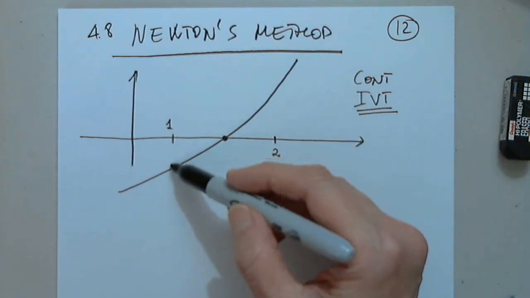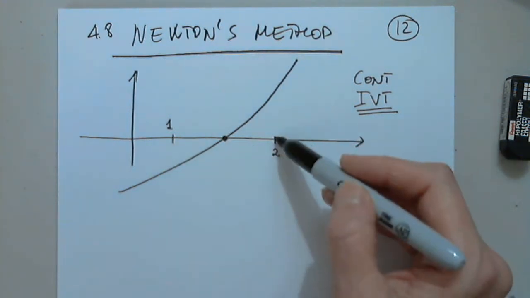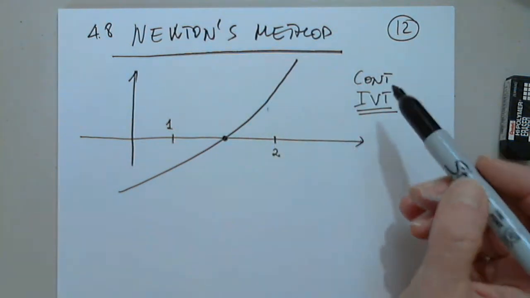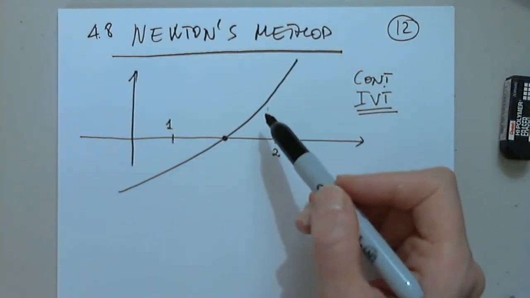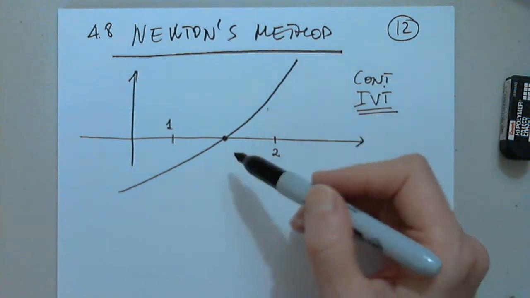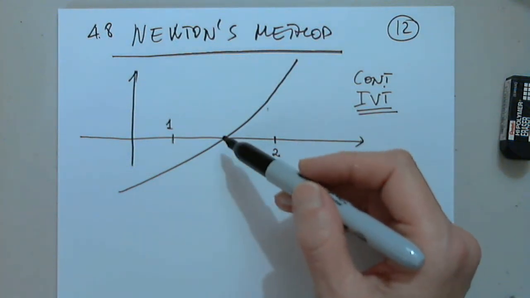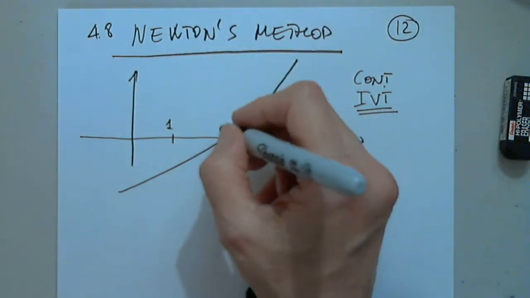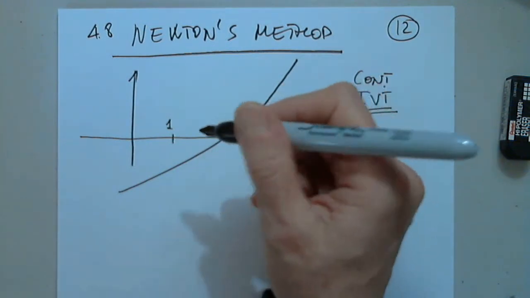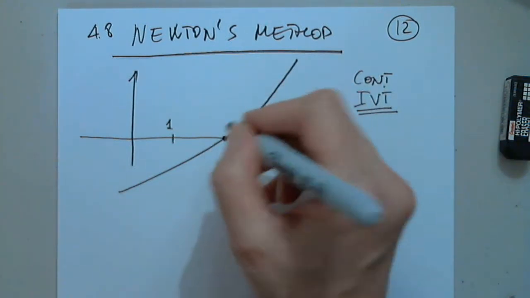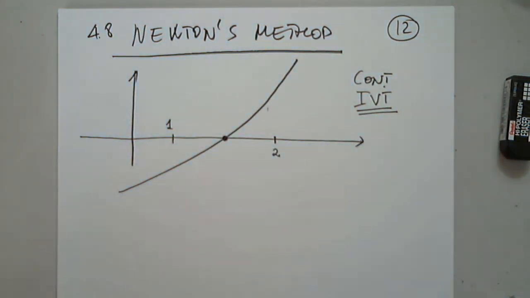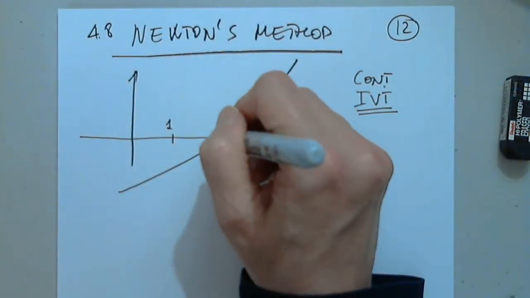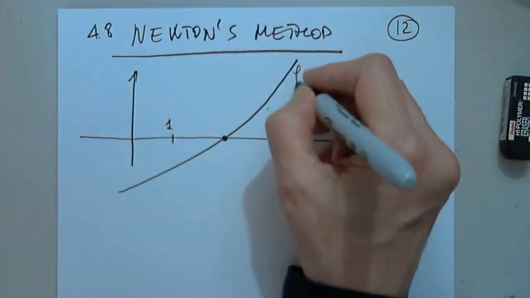So the function value at 1 is negative, the function value at 2 is positive. It's a continuous function. You cannot jump, right? It goes smoothly. It has to cross here. So I'm going to call this R. This is the root, the point where the function crosses the x-axis. So this is our f of x.